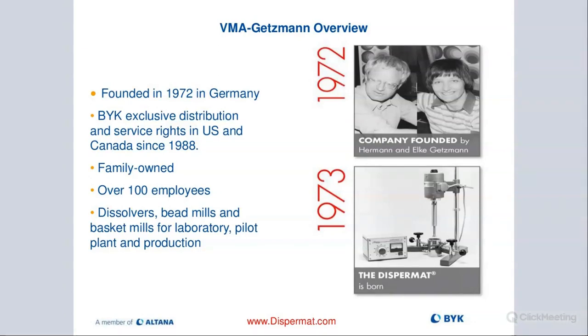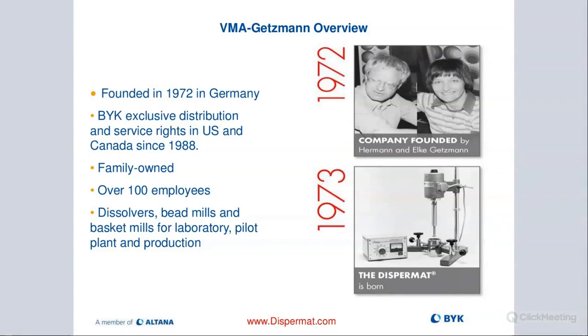So the company, as I said, is still owned by the same family. They have about 100 employees scattered all over the globe. And they are known to make really great quality Dispermats or dissolvers, different types of media mills, basket mills, or horizontal mills, as well as pop mills, and then anything from lab space to pilot all the way up to production.